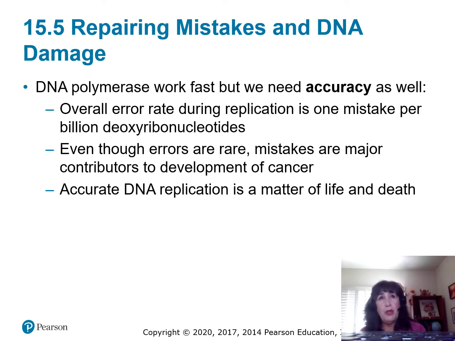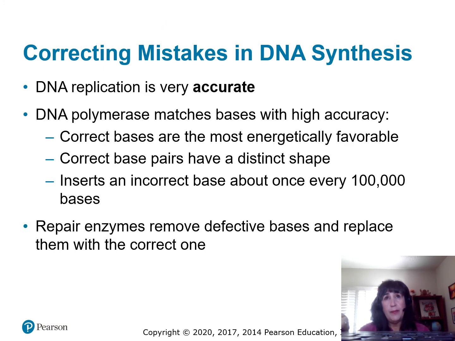The last part of this chapter is talking about repairing mistakes and DNA damage. So let's talk about that. As a molecule, DNA polymerase, the enzyme that actually is adding the nucleotides in the proper order using complementary base pairing, is very, very accurate, but it does make mistakes. And some of these mistakes can be very serious because it can be the onset of cancer. So it's very important that the copying and the final product of DNA is as perfect as can be.